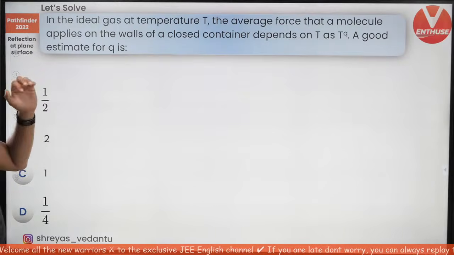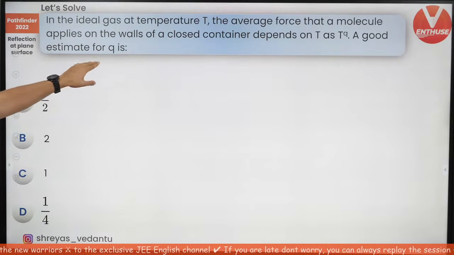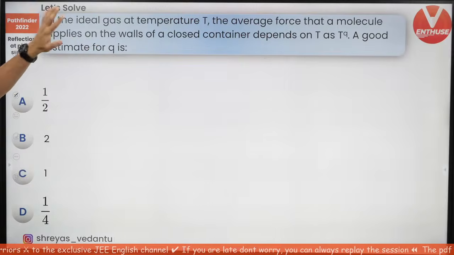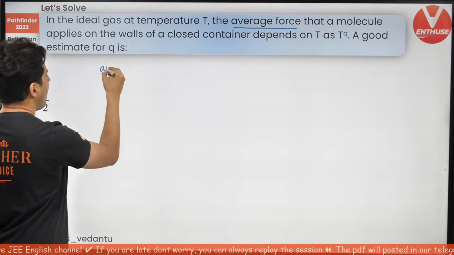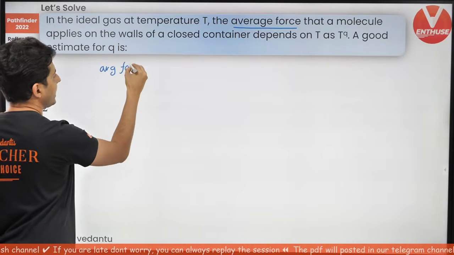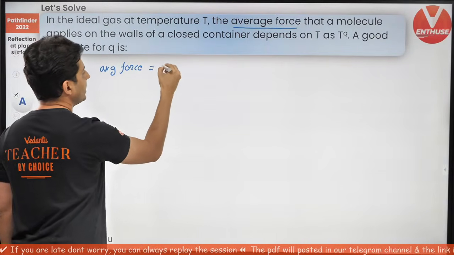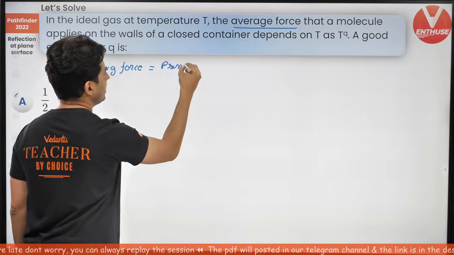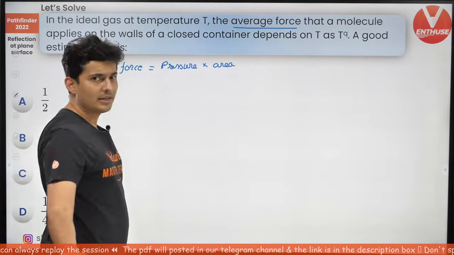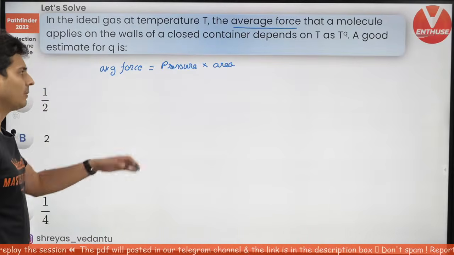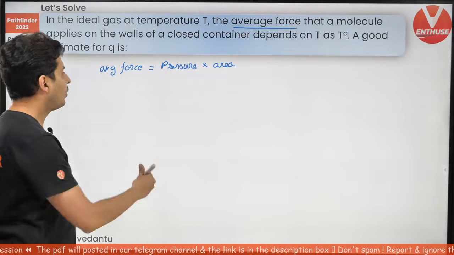First of all, a good estimate for this value: it applies some force. This is the average force. Now what is the average force exerted going to be? It is going to be the pressure multiplied by the area, because pressure is force by area. Now what is the pressure?